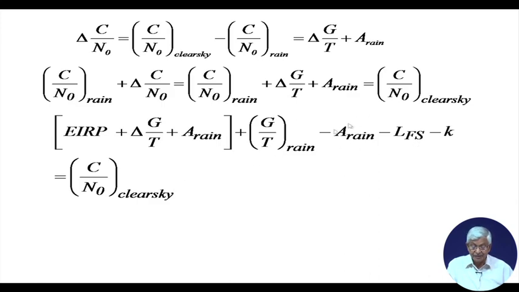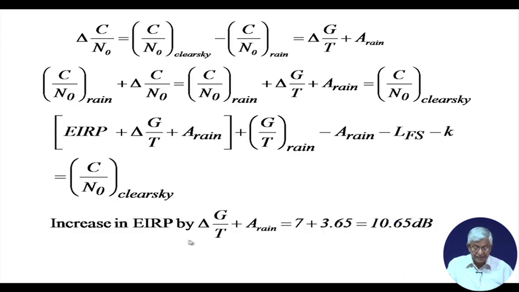So, to get back to the same C by N, due to rain your G by T reduction and A rain have come, but if I increase the EIRP by this amount, then I get back the same clear sky. So, the increase in EIRP is delta G by T plus A rain. Delta G by T is 3.65, A rain is 7. So, you add them together and you get 10.65 dB. The correct answer is C.